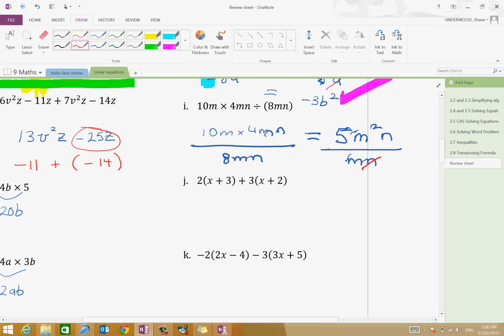So Tenny's saying that we can cancel out the n's, and also one of the m's. So that's going to be equal to 5m. Is that correct? All right, can I get a show of hands of students that got that one correct?